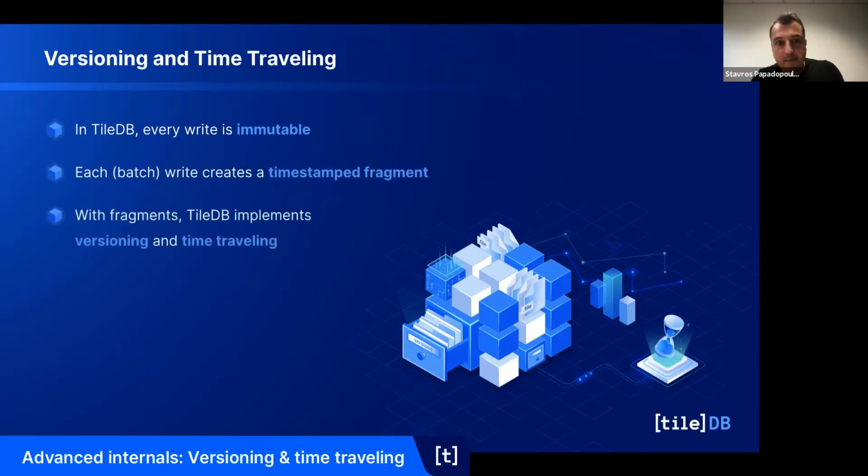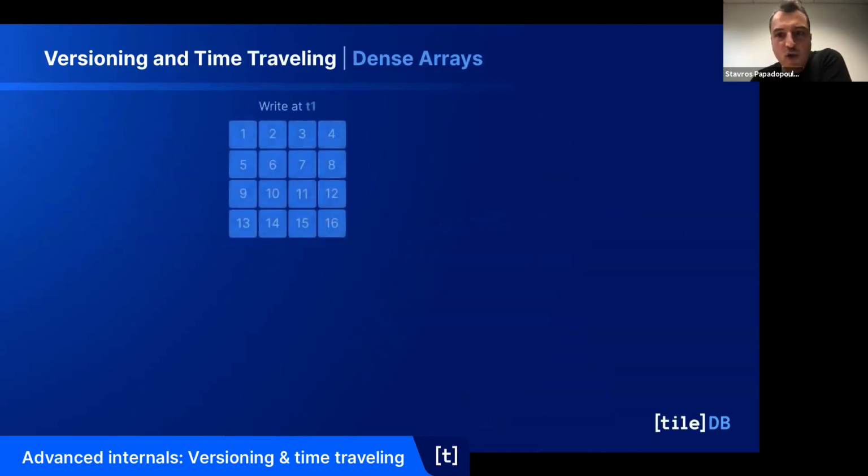Again, it's timestamped, and this allows TileDB to do the versioning. Effectively, every separate write creates some kind of versioning, and you can move around. You can see views of the array as if some of the writes never happened. So I'll give you some examples.